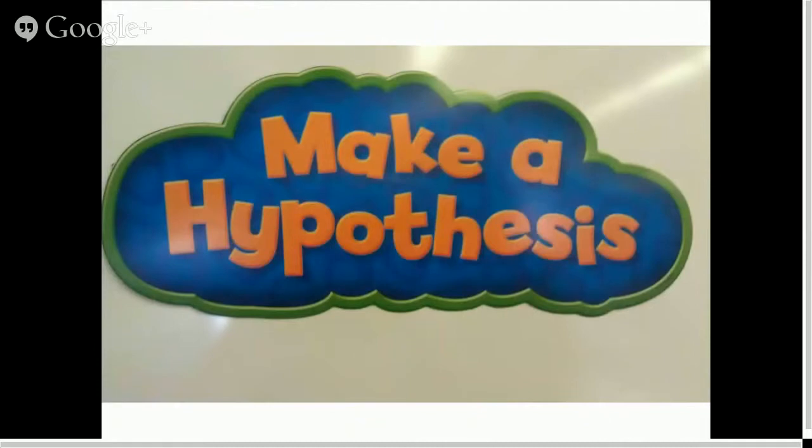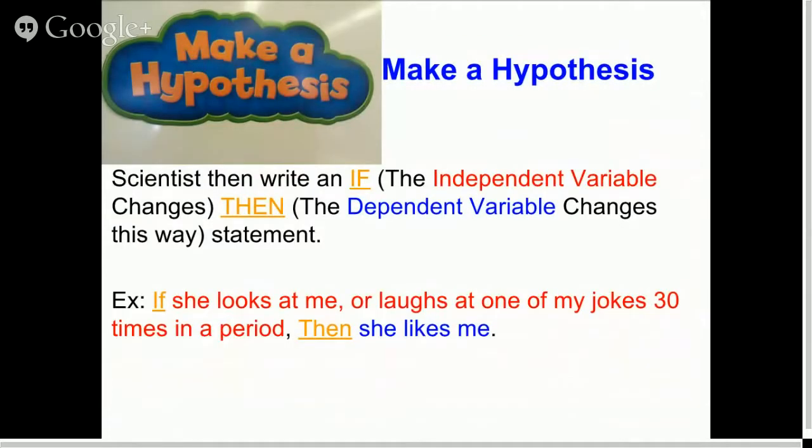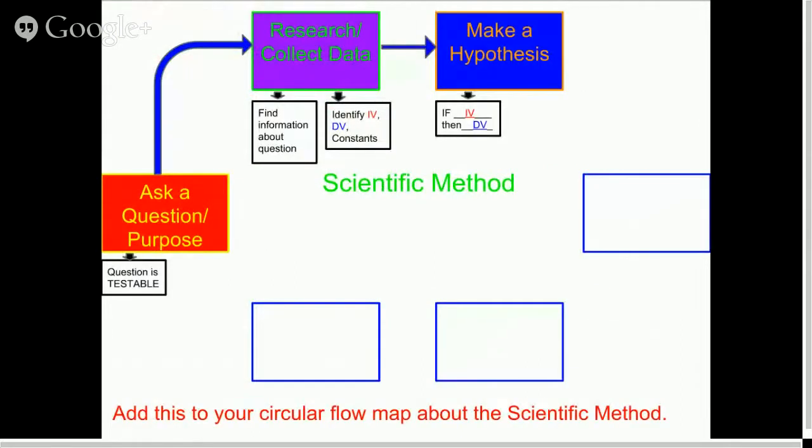Next, we need to make a hypothesis, make a prediction. I thought, if she looks at me or laughs at one of my jokes 30 times in a class period, then she must like me. All right, so this is the format for a hypothesis. You write if, and then the independent variable, then the dependent variable. All right. So add this to your circular flow map. Go ahead and pause it. Okay.